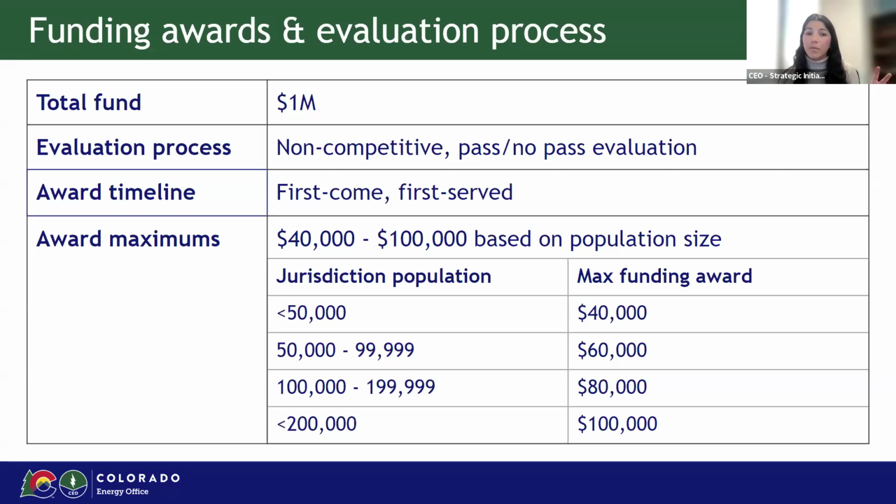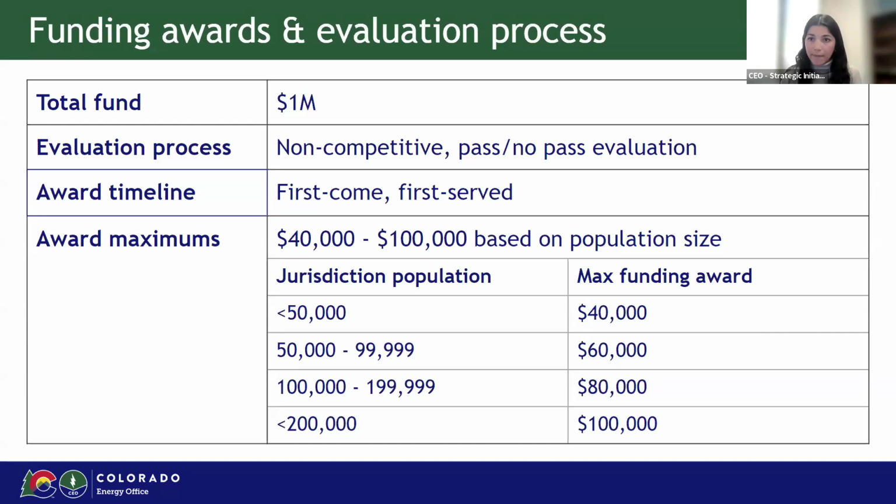This is a pretty straightforward checklist that we share in the grant guidance. So essentially, if you receive a pass evaluation, you'll receive an award and CEO will allocate the max funding that's available to your jurisdiction. This is also a first come, first serve application process. So we're going to evaluate applications on a rolling basis, and we'll do that until the funding is expended.